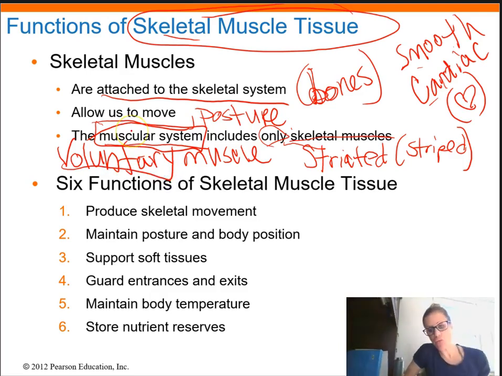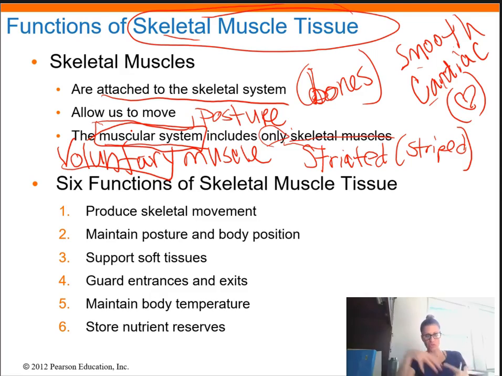Voluntary means that we consciously control it. You have the ability to purposely, consciously control your skeletal muscles. Our central nervous system, your brain and spinal cord, has neurons that reach out to our muscles, and every single muscle cell has a junction with a neuron, and our skeletal muscles only contract when we purposely tell them to do so. We do not voluntarily control the other types of muscle.